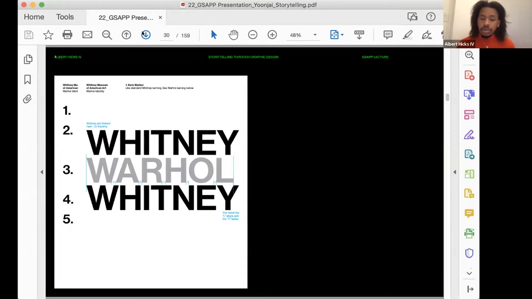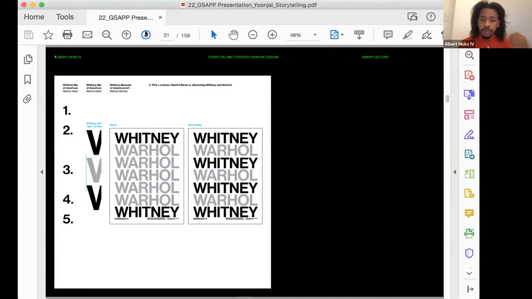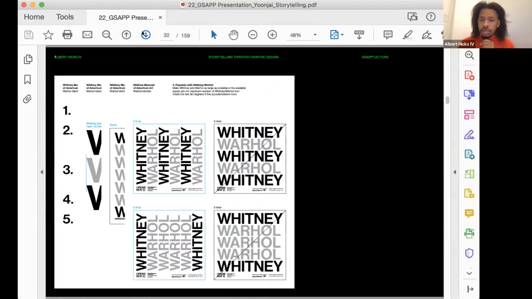So that was understanding how to kern Warhol and Whitney together, the very basics that they needed, and when to use these different blocking schemes. So Whitney, Warhol, Warhol, Warhol, Whitney, or this alternating Whitney, Warhol. Understanding how to use it for different formats.